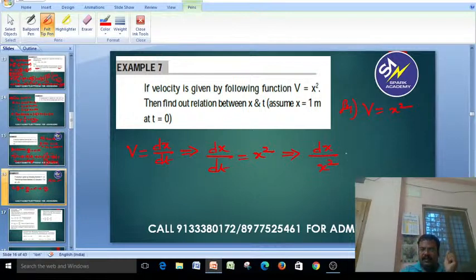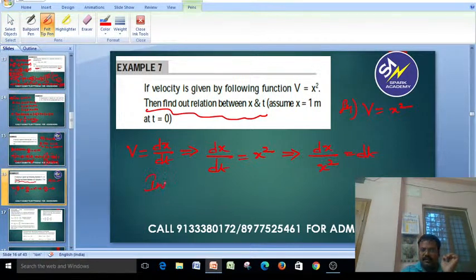Let us try to take dx divided by x square is equal to dt. Why am I taking it like this? I want to find out the relation between x and t. So I take all the x terms on the left side and the differentiation of t on the right side. So let us integrate both sides with respect to t.